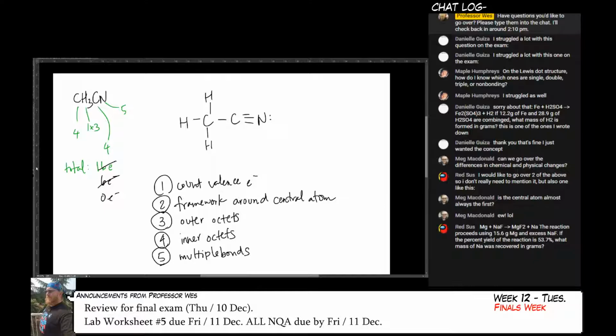And so what you would do for this question is you'd go, okay, I have a single, single, single, single. So number of single bonds would be 4. I have this guy right here, so number of triple would be 1. And then this right here, the number of non-bonding pairs would also be 1.